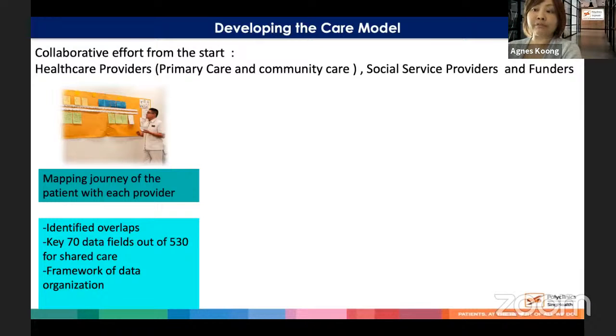So we started by mapping the journey of the patient with each provider, and not surprisingly found several overlaps. So the overlaps are actually in the form of the type of care that we provided for the patient. The overlaps was also in the form of data that we collected. So amongst the providers, we collected about 530 fields in total, and the team crystallized the data fields to about 70, which were crucial to the delivery of the care. And the 70 were obviously overlapping in several of the 530 fields as well.